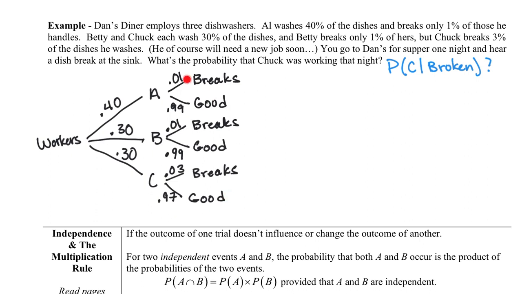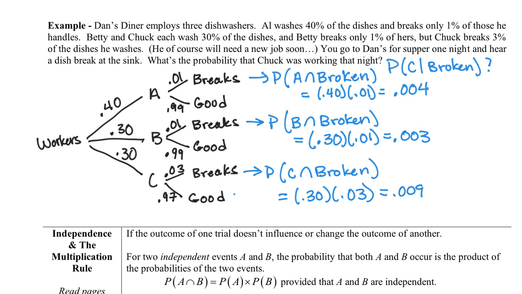So these are my conditional. So once again, here's Chuck. Given it was Chuck working, he would break 3% of them. So that's my conditional. I really only need the broken parts for this. So when I work through these probabilities, I'm only going to work through the broken ones. I don't care about the good ones for this question.